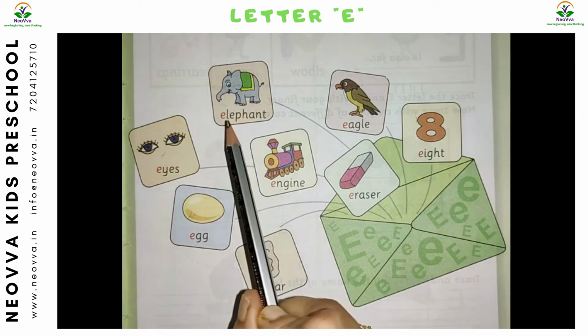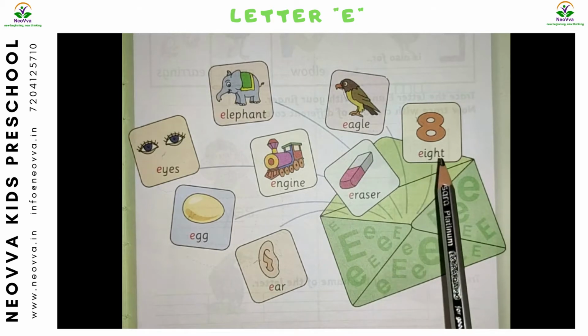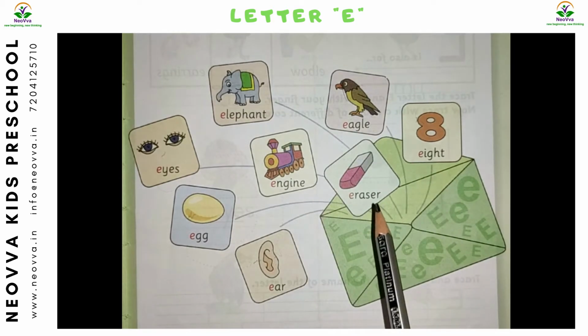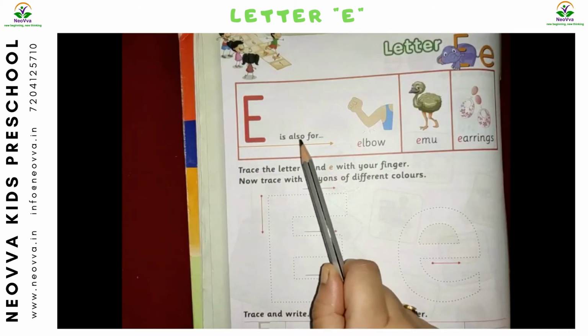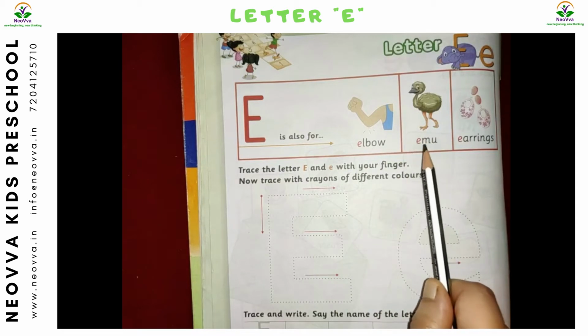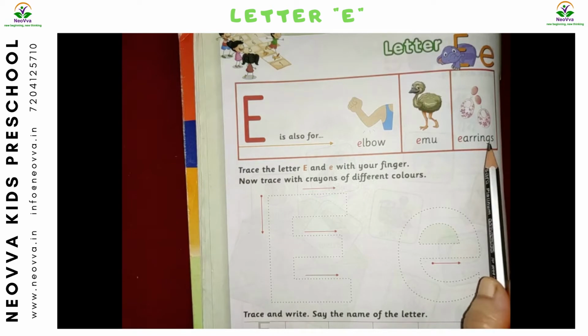Eyes. Elephant, eagle, eight, engine, eraser, egg, ear, envelope. These are the words that begin with the letter E. E is also for elbow, E for emu, E for earrings.